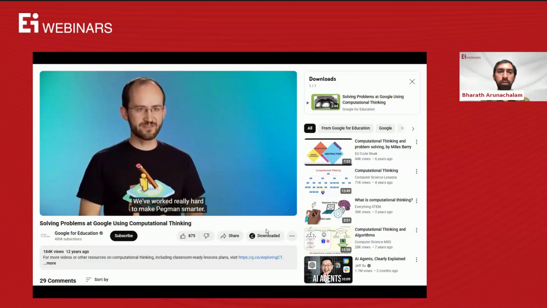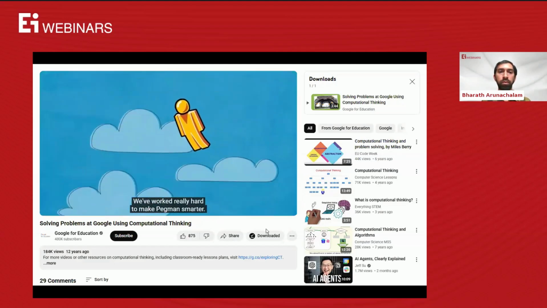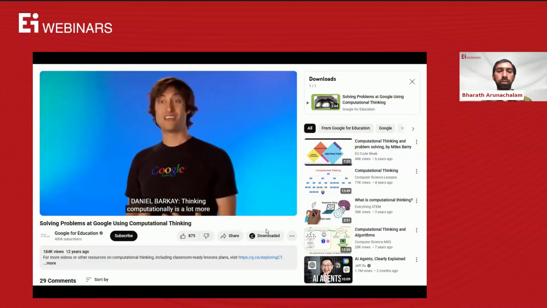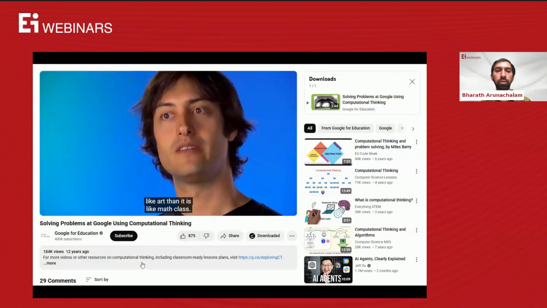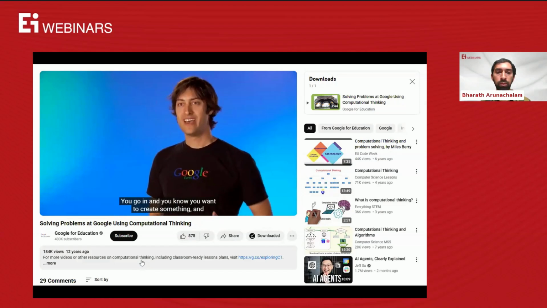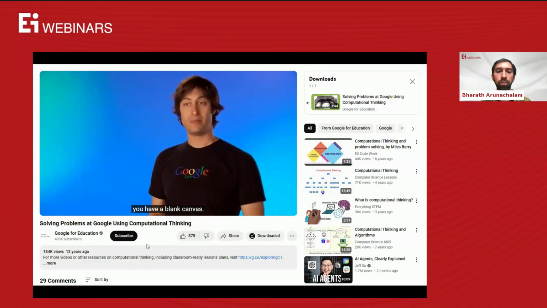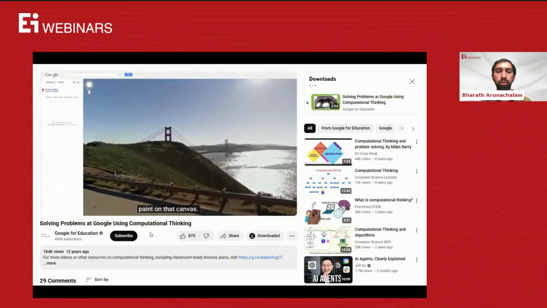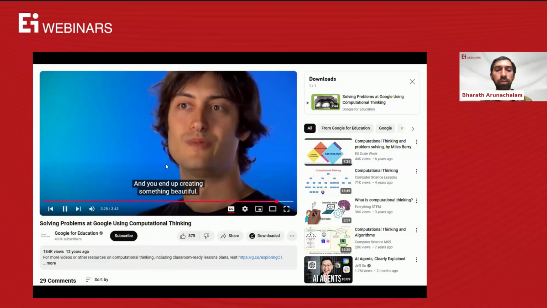We've worked really hard to make Pegman smart. When he's dropping from the sky, we want him to land somewhere interesting. Thinking computationally is a lot more like art than it is like math class. You go in and you know you want to create something, you have a blank canvas, and you use math, use these tools to paint on that canvas. And you end up creating something.